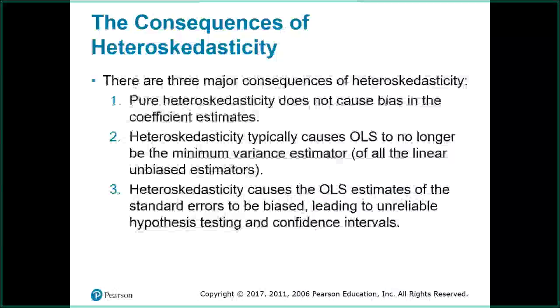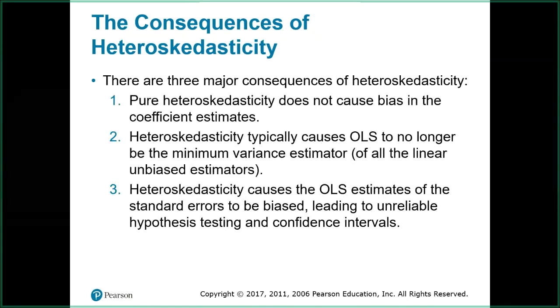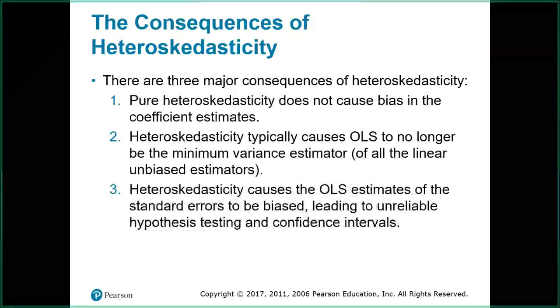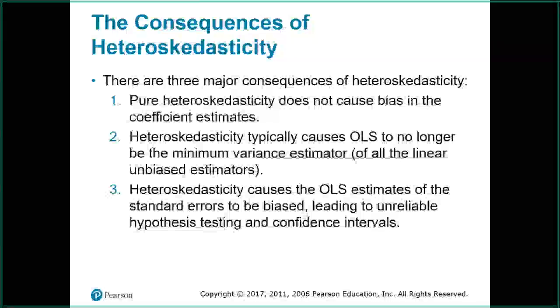Heteroskedasticity, importantly, does not cause bias in your coefficients. In other words, your slope estimates are okay even if you have heteroskedasticity. What it does is it causes OLS to no longer be the minimum variance estimator. It's not best anymore. And it causes the standard errors to be incorrect. Typically, it causes your standard errors to be too small. If your standard errors are too small, then your t statistics are too big, and you are too likely to reject the null hypothesis, too likely to find statistical significance. So you're going to claim that there are significant findings when actually there are not.